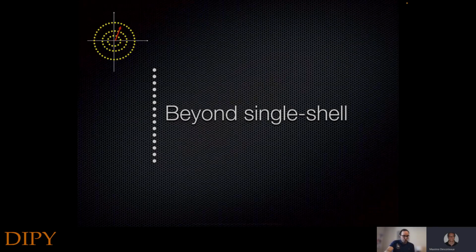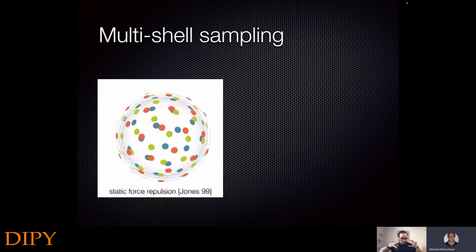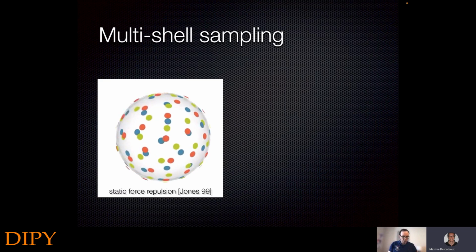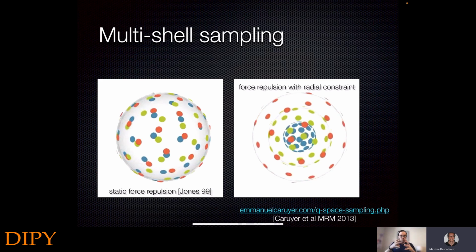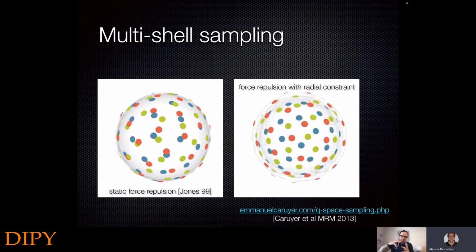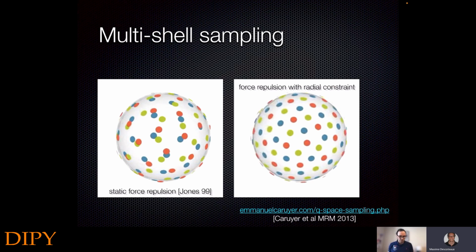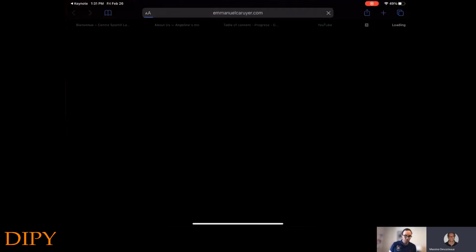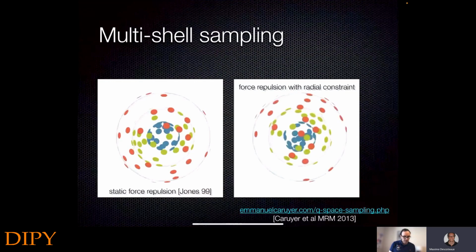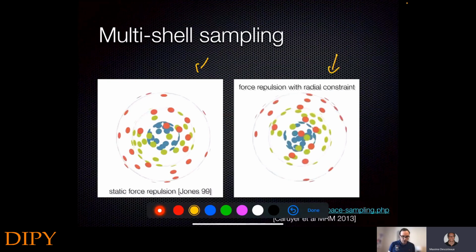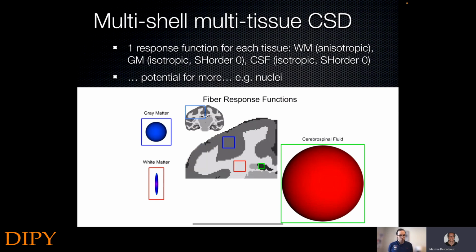So going beyond single shell, we can now do static repulsion algorithms to generate multiple shells. We have to be careful, because it's recommended, and now known, that it's better to have multiple shells that choose directions that are globally uniform on the sphere. So on the left here, you have a badly sampled multiple shell acquisition. And on the right, you have the multi-shell version that's well aligned and uniform on the sphere.